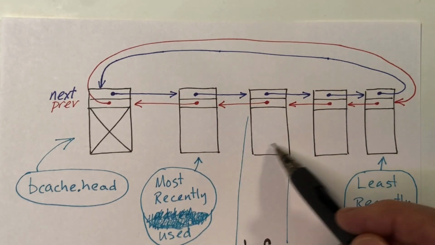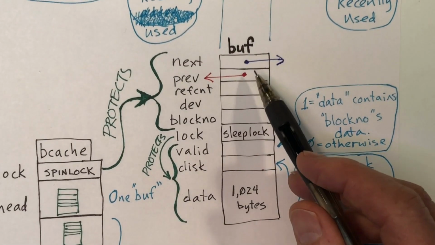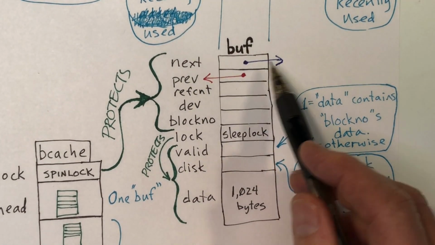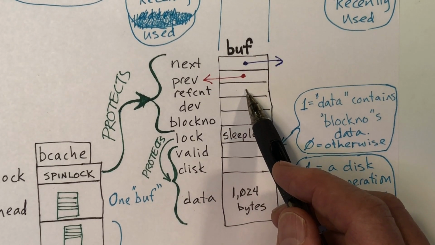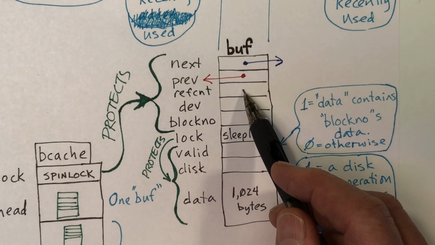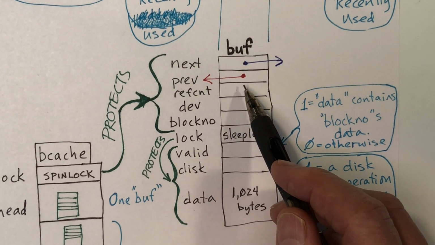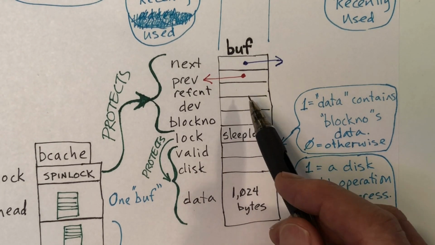So let's take a look at the detail of what's in these buffers, and I'm showing that here. We see the next pointer and the previous pointer. Here we have a reference count. If the reference count is 0, it means this buffer is not currently in use, and it can be recycled, if you will, or used for something else. But if it's greater than 0, then we can't use it for anything else.